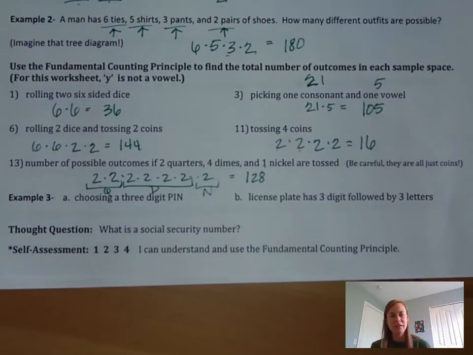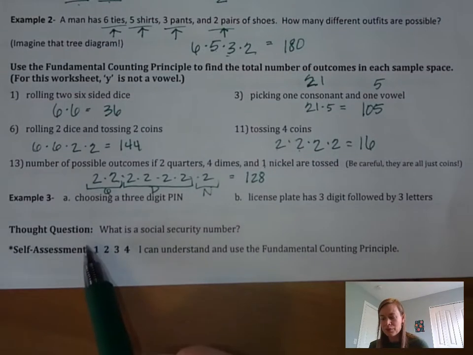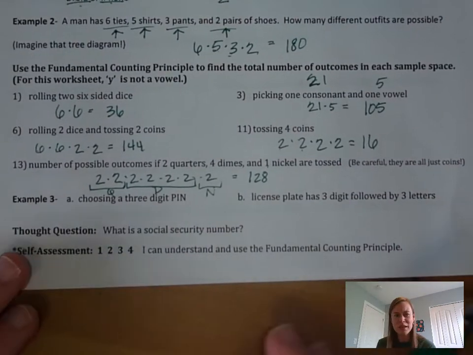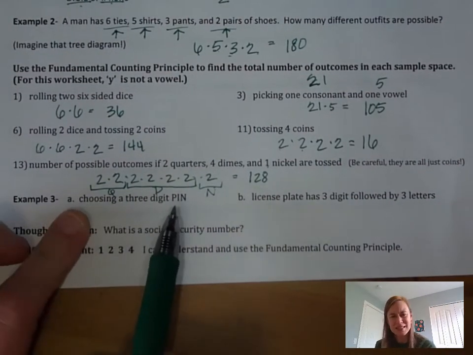128 outcomes with that. Let's keep going. Example 3. What about choosing a 3-digit PIN? Do you know what a PIN is?